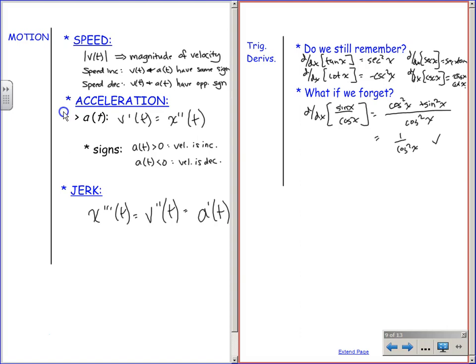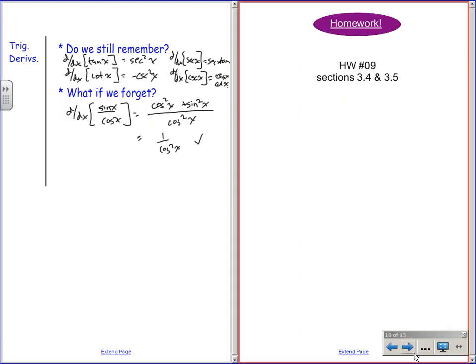Kids that skipped CalcB, these are forever cards. You're getting farther and farther in because now we're up to derivatives of trig functions. Gonna have to use them. And we're done.